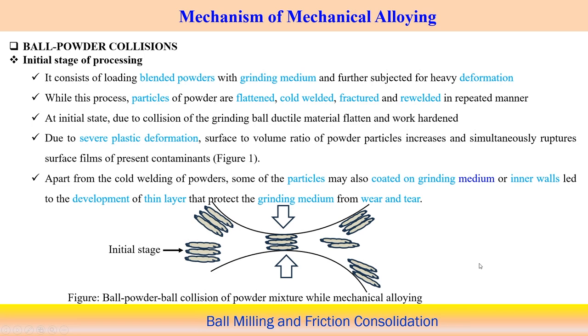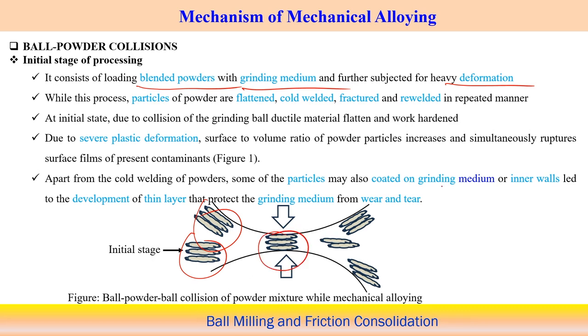Now we see the mechanism of the mechanical alloying system. The mechanism is the ball-powder collision. Here you can see the blended powder, the grinding media, and then the deformation. So basically, in the initial stage, we load the blended powder and the grinding media, the powder is compacted by the grinding media, and then we perform the deformation.